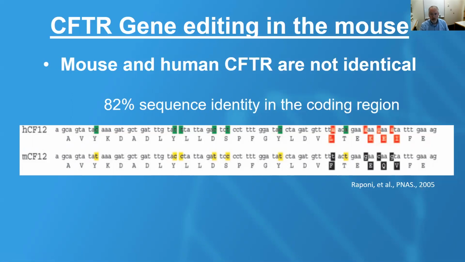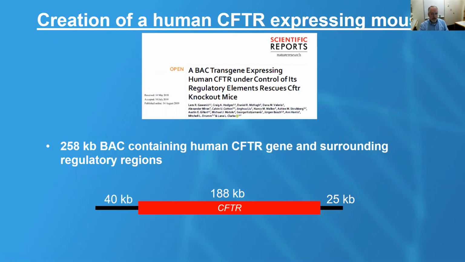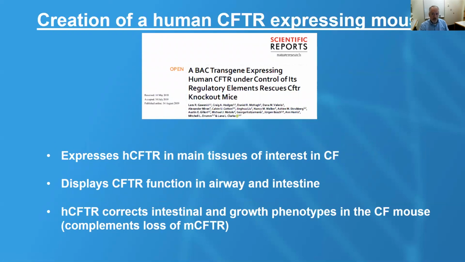when using mouse CFTR. So to solve this problem, we made a human CFTR containing mouse model. This model was published last year and was a collaborative effort from many different groups. We accomplished this goal through the random insertion of the whole 188 kb human CFTR gene, along with 40 kb upstream and 25 kb downstream. It was all contained in a bacterial artificial chromosome. To quickly summarize this model, the wild-type human CFTR is expressed in main tissues of interest in CF, displays function in the airway and intestine, and when put on a CF mouse background, meaning the mouse CFTR is non-functional, it corrects almost all CF mouse disease manifestations.